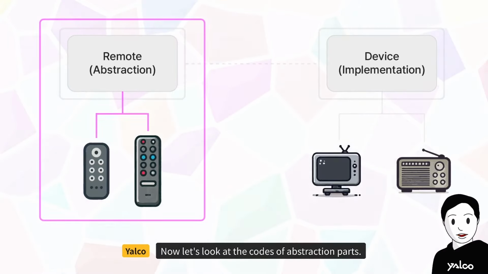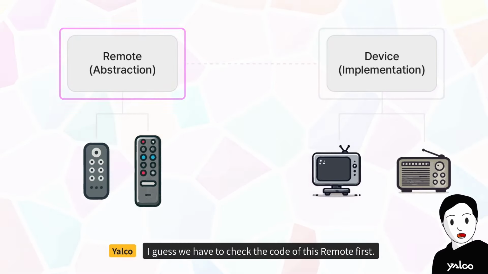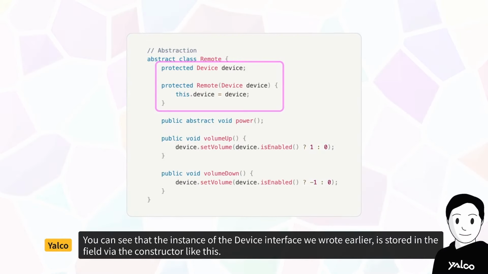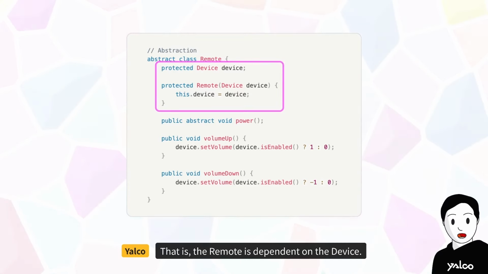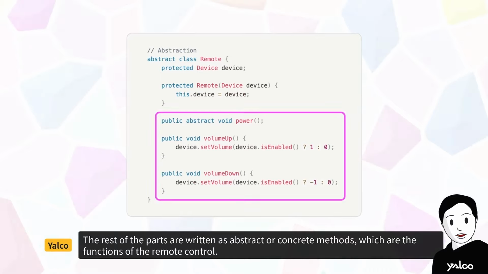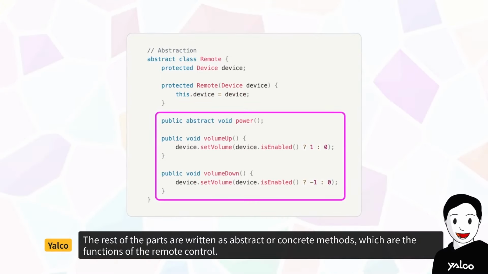Now let's look at the codes of abstraction parts. I guess we have to check the code of this remote first. The remote is written as an abstract class like this, because it needs a field. You can see that the instance of the device interface we wrote earlier is stored in the field via the constructor like this. That is, the remote is dependent on the device. This dependency relationship works as a bridge between abstraction and implementation. The rest of the parts are written as abstract or concrete methods, which are the functions of the remote control.